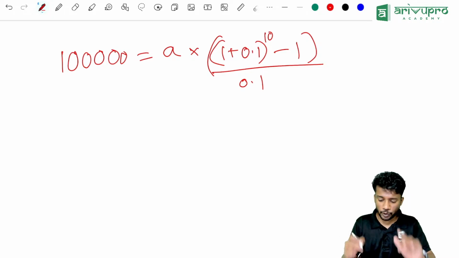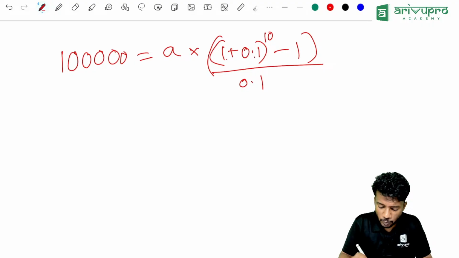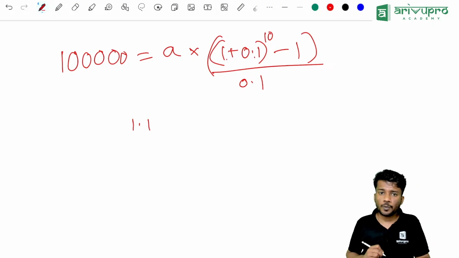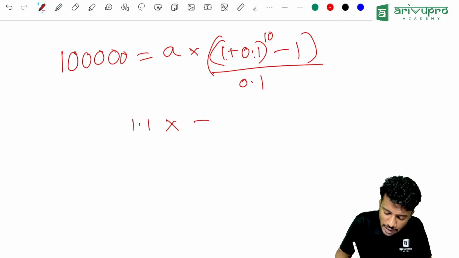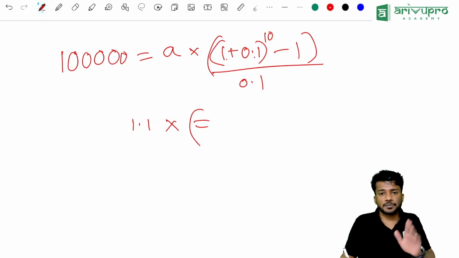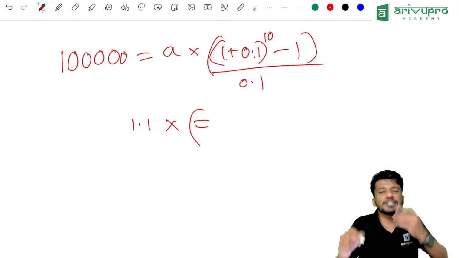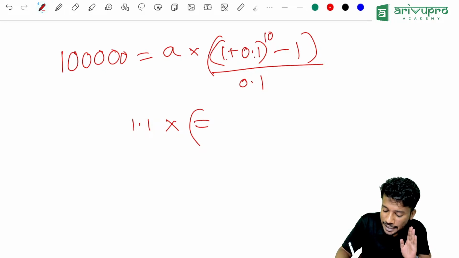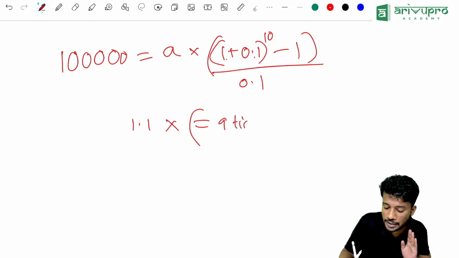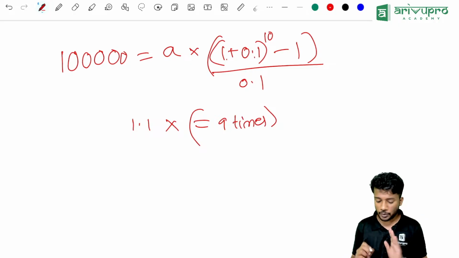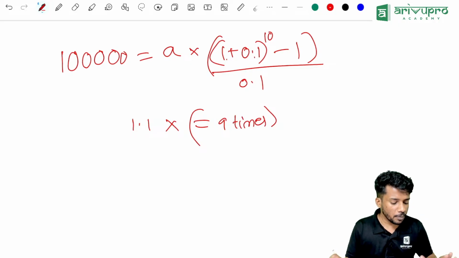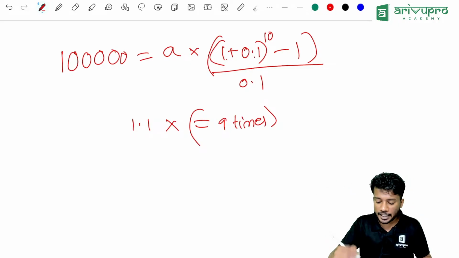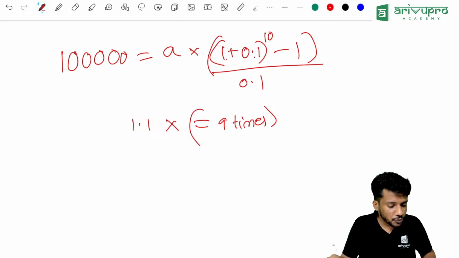What are the steps we are going to do now? First one, 1 plus 0.1 is how much? 1.1 you will type. Then into equal to, how many times? Not into equal to, equal to, how many times will you click? 9 times you will click equal to, 1 less than the power. Okay, everyone take the calculator. 1.1 into equal to how many times? 9 times. 1, 2, 3, 4, 5, 6, 7, 8, 9.